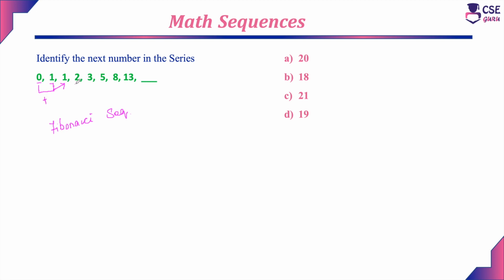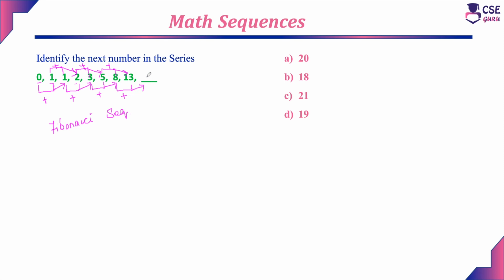If you want to get the fourth term, add the previous two terms. That is 1 plus 1, we will get 2. And if you want to get the fifth term, add the previous two terms. 1 plus 2, we will get 3. Next, sixth term, previous two terms, 2 plus 3, we will get 5. Next, 3 plus 5, we will get the next term 8. 5 plus 8, we will get the next term 13. Next, 8 plus 13, if you add, we will get the next term.